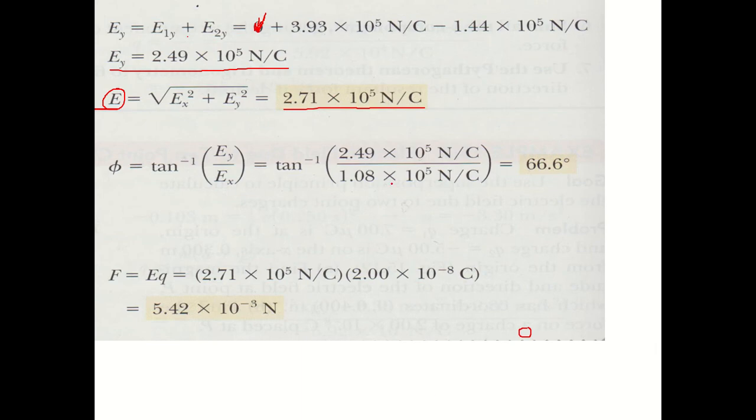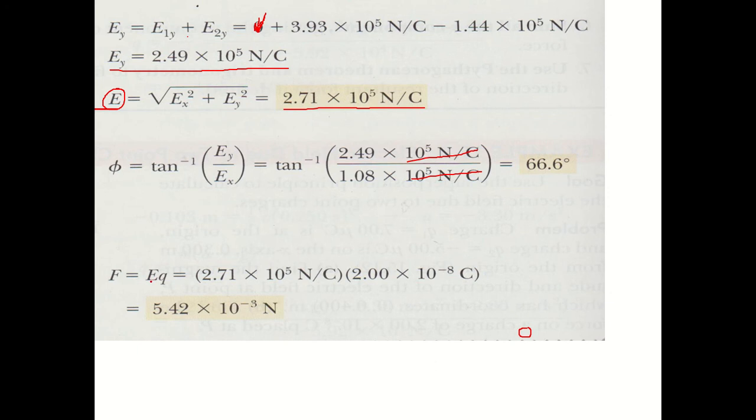Okay, so this unit cancels. So what is left is this one divided by this, because they're just the same, right? So when you divide them, it's 1. So you just take care of this one. You 2.49 divided by 1.08, and then take the inverse tangent of the ratio of this one, so we get 66.6 degrees.